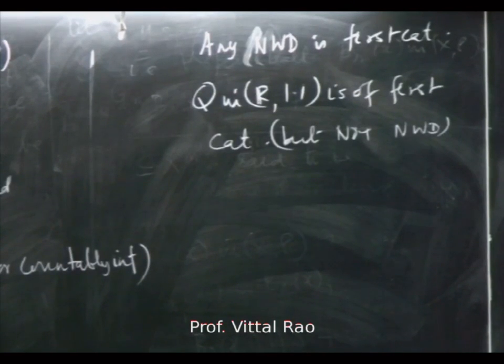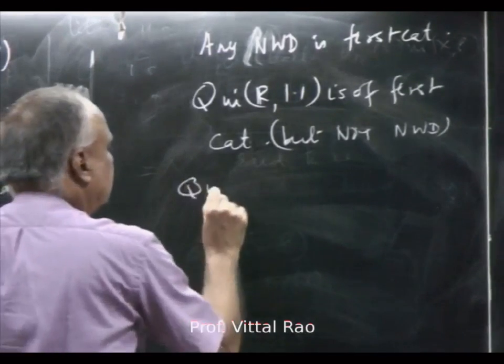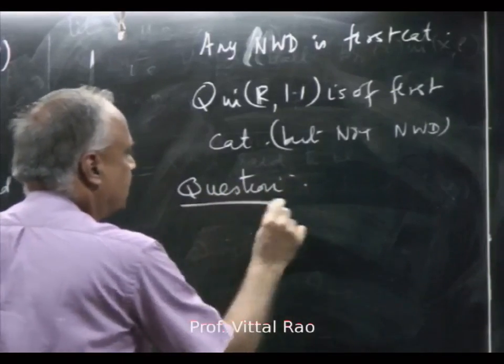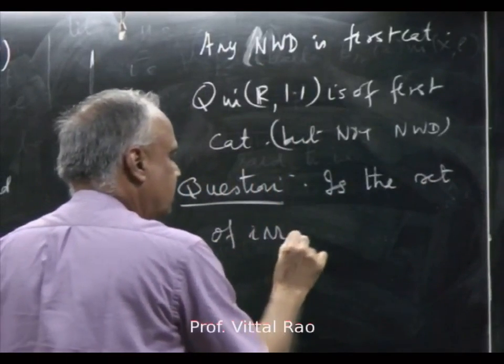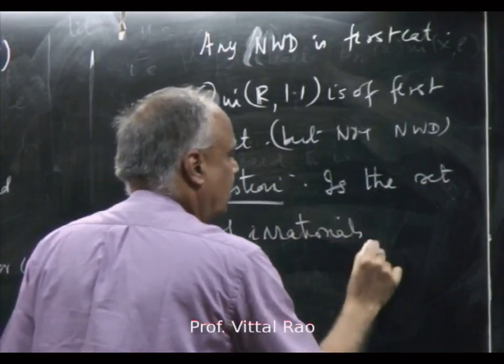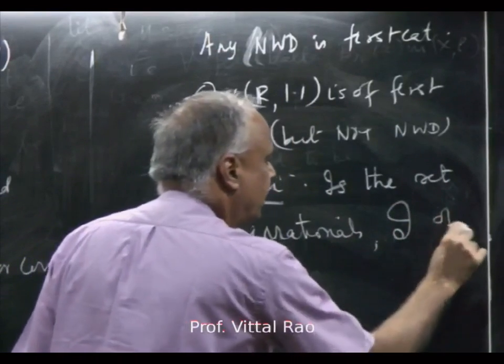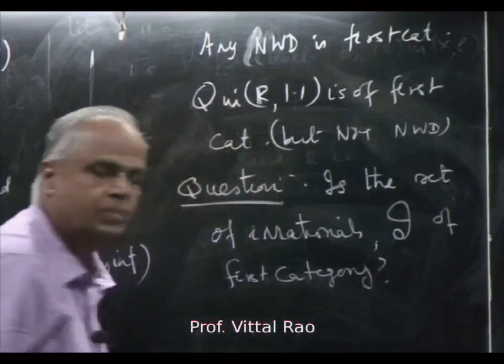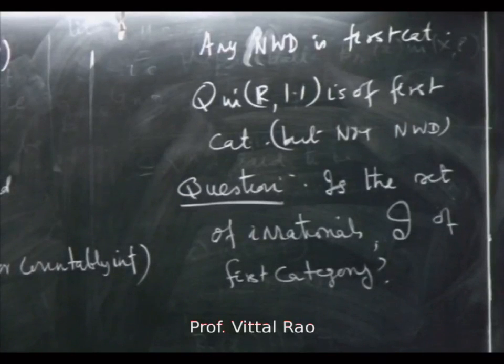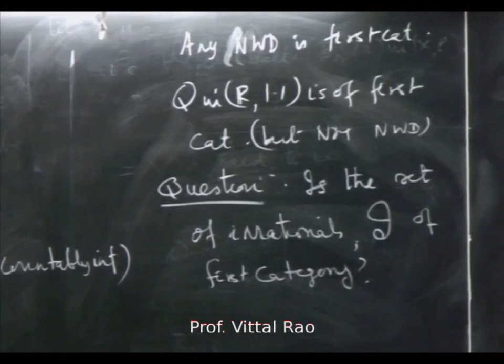Now the question is, are there any sets other than this, or is everybody first category only? You put enough number of sparse sets and fill up the whole space. So let us put it this way. Question: is the set of irrationals, say we will denote it by I, of first category? We will look at that question. We will see that it is not.